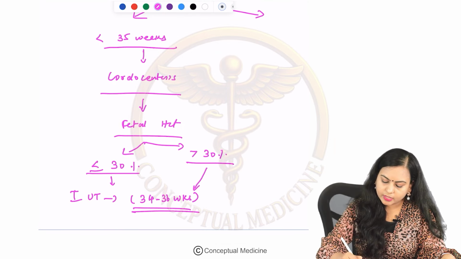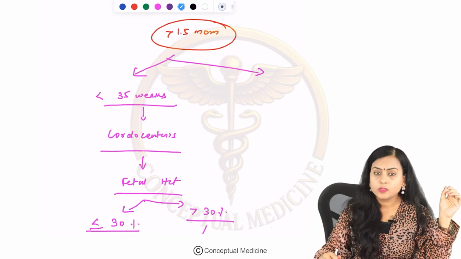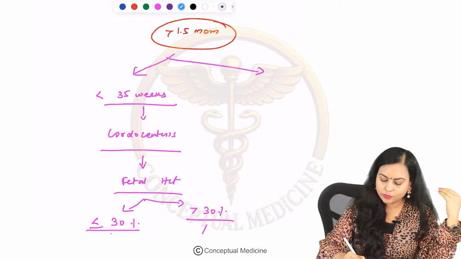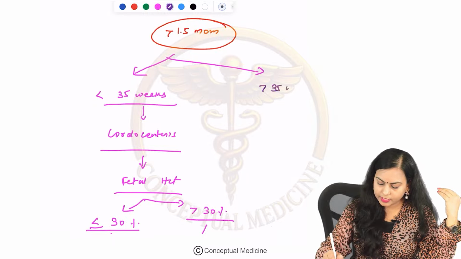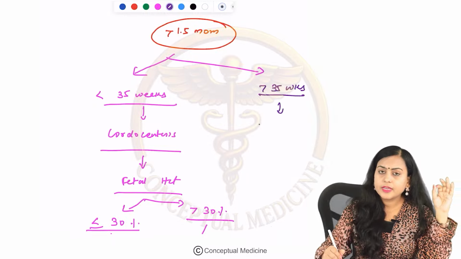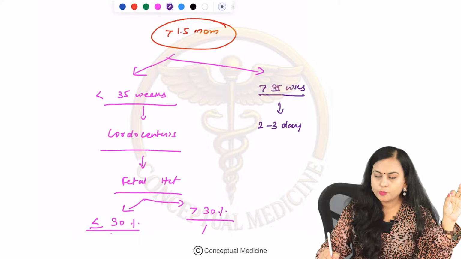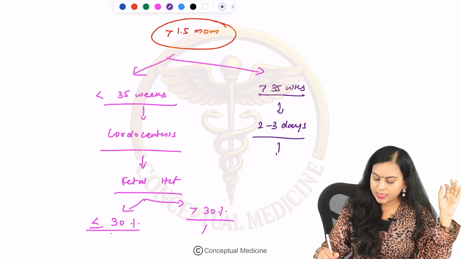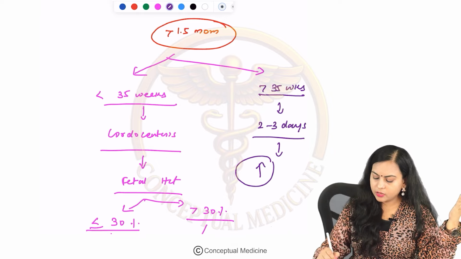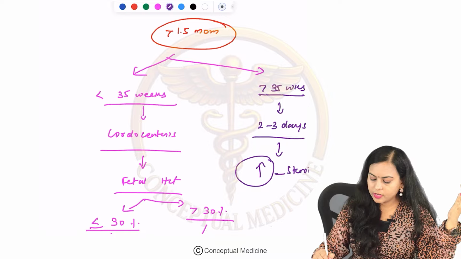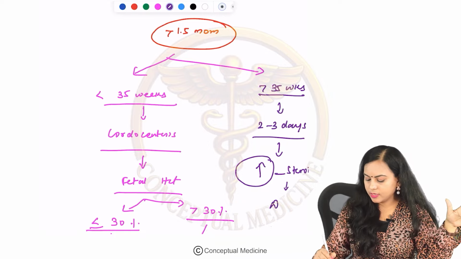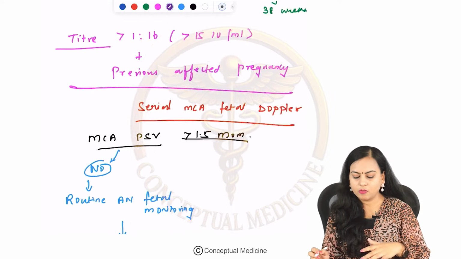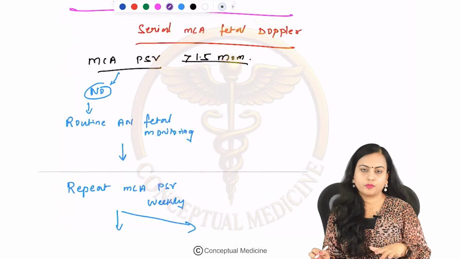Is that clear? Right. And suppose if the peak velocity is more than 1.5 multiples of median and it is more than 35 weeks, what you will do? Every 2 to 3 days you have to repeat the Doppler. Okay, you have to see the middle cerebral artery peak systolic velocity, and whenever it is increasing, okay, you will offer her steroid coverage and you will deliver her immediately. Clear? So, this is how Rh negative pregnancy is managed, right?